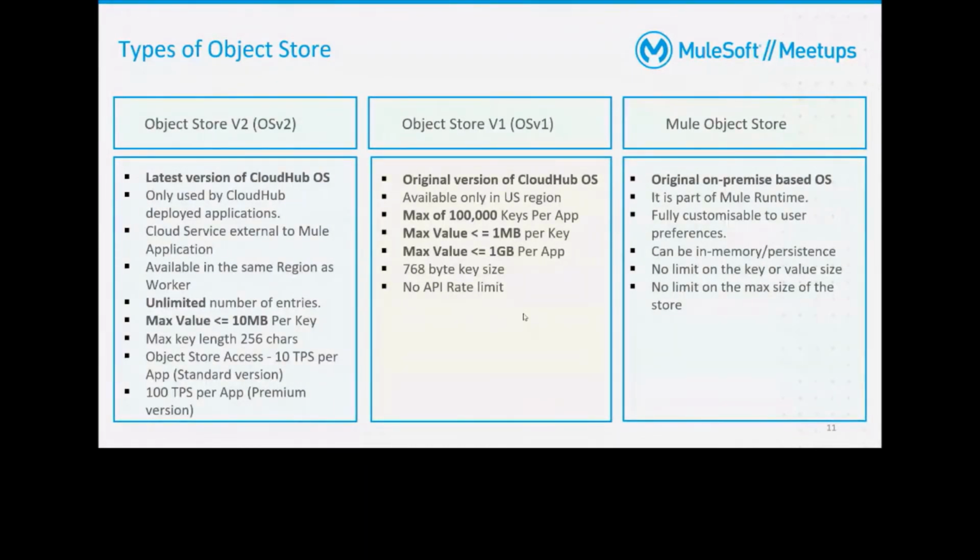Now coming to the rate limit. In V2, with the free or standard version, we can only do 10 transactions per second per app. This is the rate limit that we have. But in the premium version, we can get up to 100 transactions per second per app. Whereas in V1, we don't have those restrictions. So these are a few differences between V1 and V2.